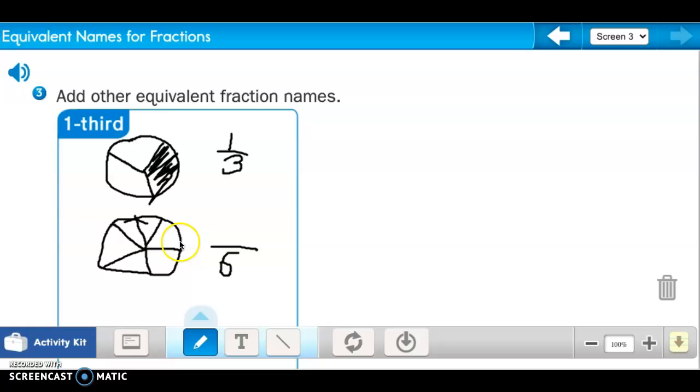If they're equivalent, then they're the same size and they're shaded the same. So we're going to shade this whole area. See, we're going to make it the same as that one over here. But here we only shaded one section, but we cut this differently. So these are actually 2 sections. So this would be 2/6. So 1/3 is equal to 2/6. These are equivalent fractions.